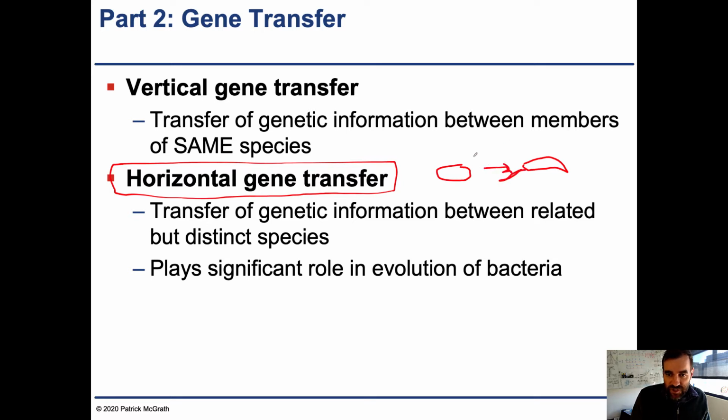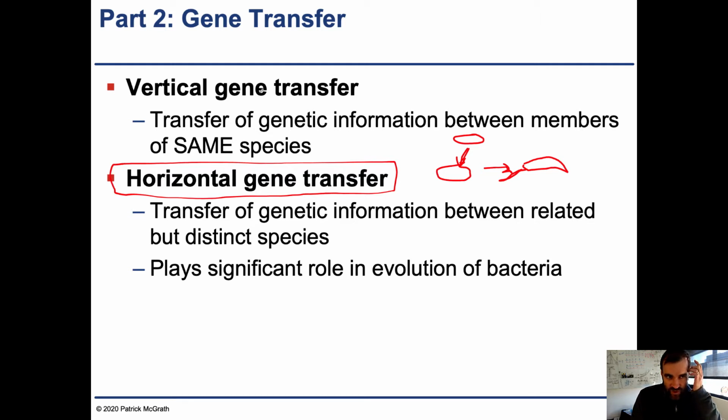Or if they're somewhat related, you can have one type of Bacillus subtilis transfer DNA to a different species of Bacillus, tuberculosis. The idea, though, is that you transfer DNA between members of different species or closely related species, or even within the same species, but they're not necessarily related to each other. And that's what horizontal gene transfer means.